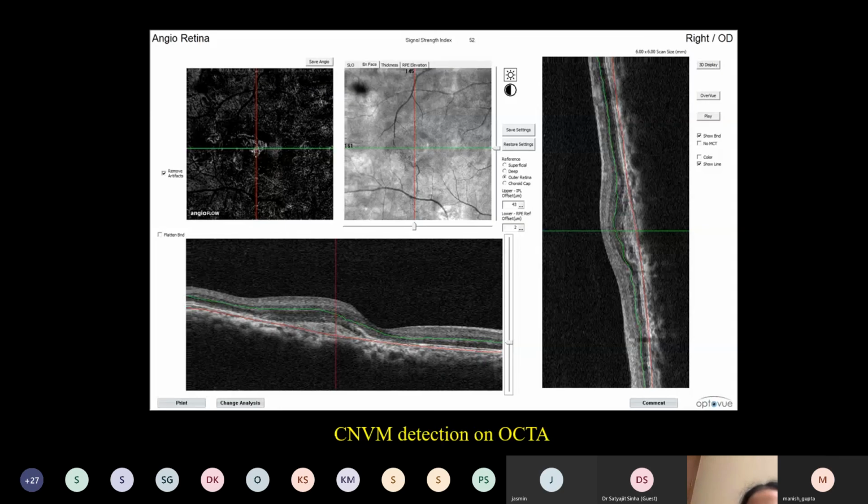So till now, with all these investigations, we don't have much clue unless we do an OCT angiography, where on the en face you can see a very well-defined choroidal neovascular complex. So again, this was a case of an inflammatory CNVM, which is difficult to detect in the background of scarring. So it's better to do an OCT angiography.